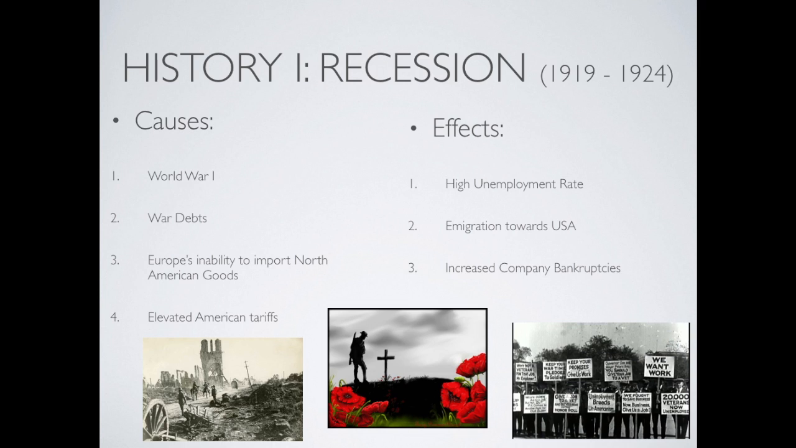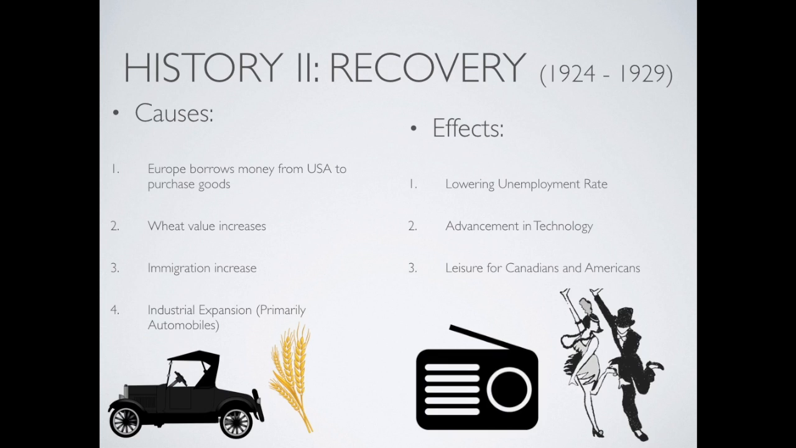In consequence, the rate of unemployment was high, causing a number of Canadians to emigrate towards a southern neighbor. In addition, an astonishing percentage of companies declared bankruptcy. However, the recession slowly came to an end. European countries started borrowing money from the USA to buy Canadian products, the value of wheat skyrocketed, and immigration increased substantially. Most importantly, the expansion of industries caused the recovery to take place.